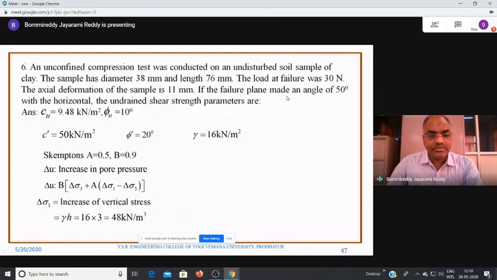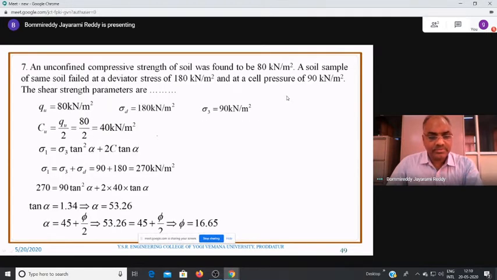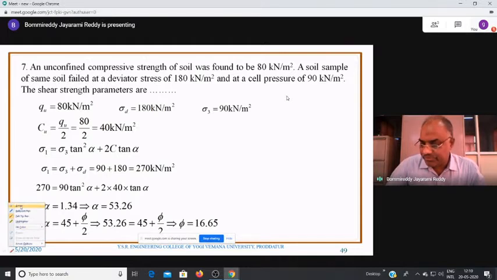It can be known. You can also see this. Okay. Now let us see another problem. An unconfined compressive strength of soil was found to be 80 kilonewton per square meter. So unconfined compressive strength means it is QU. You can look at QU is 80 kilonewton per square meter.